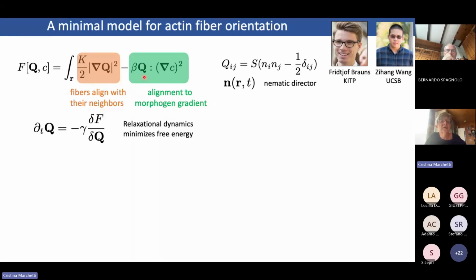embodies the tendency for the nematic to align with morphogen gradients. This has actually been established experimentally by doing interesting experiments where they graft together pieces of hydra with different orientation. They regulate morphogen gradients, and they see essentially this effect that the nematic structure tends to align with morphogen gradients. Then I say that the dynamics simply also occurs through relaxation. So I actually look for states that minimize the free energy of the system.